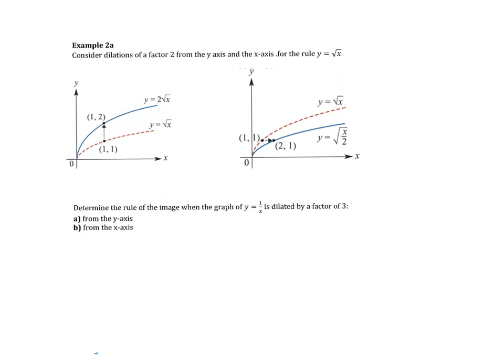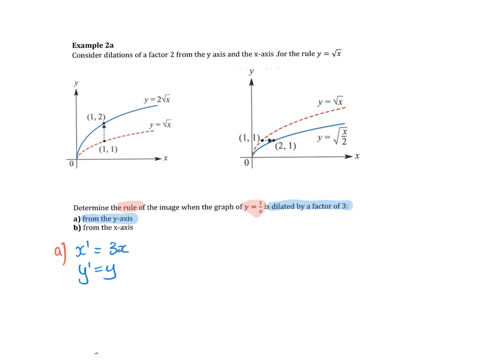Now, let's do an example here. Determine the rule of the image when the graph of y equals 1 over x is dilated by a factor of 3. The first question is from the y-axis. So, part A, we're going to do from the y-axis. If it is from the y-axis, the x is affected, isn't it? So x will become 3x and y didn't change. Yes?